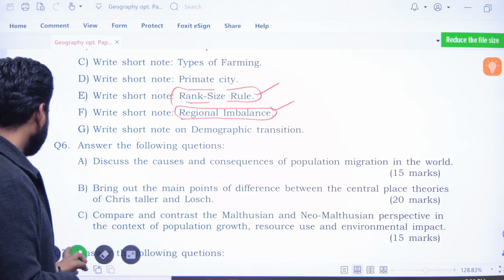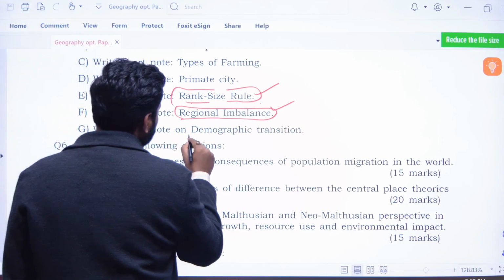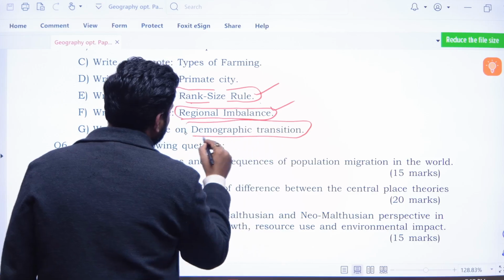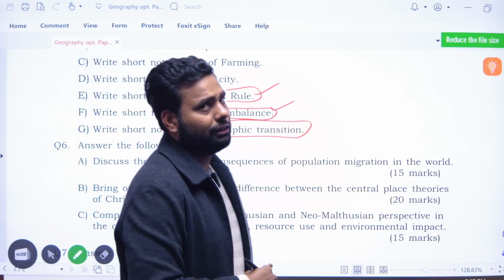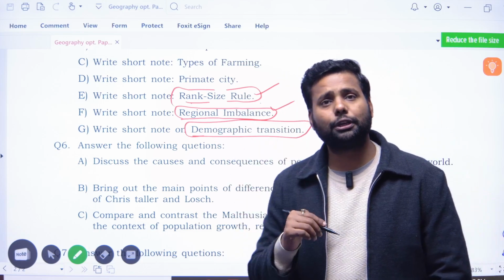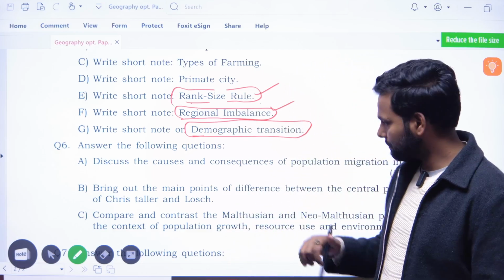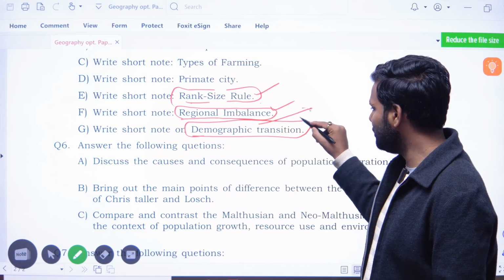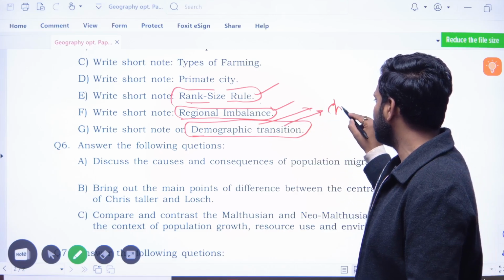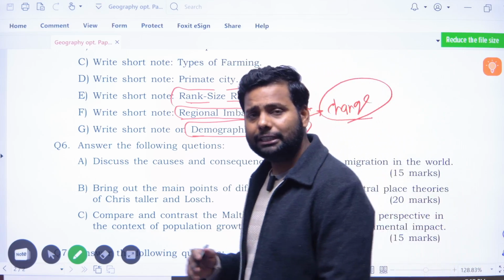In the last question of section 5, write a short note on the demographic transition. Whenever the word demographic transition comes, again there is a beauty of geography. Geography itself tells the meaning of the topic. Demographic transition means it shows some kind of changes. So demography is facing so many changes.